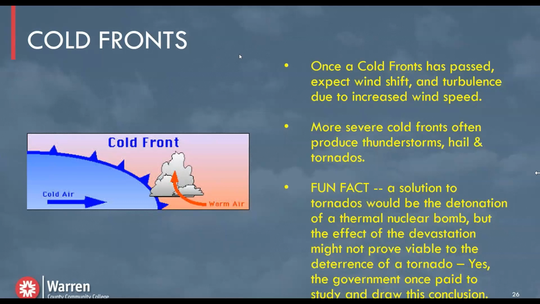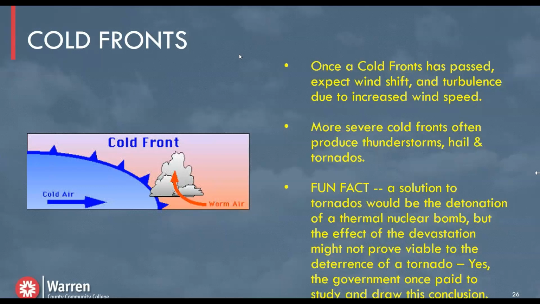Once a cold front has passed, you can expect the wind to shift and turbulence due to increased wind speeds. More severe cold fronts often produce thunderstorms, hail, and tornadoes. This is a fun fact. I used to teach research, so one of the things that we used to do is say, can you find the strangest research that's ever done?